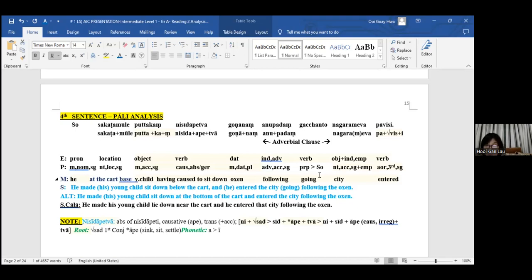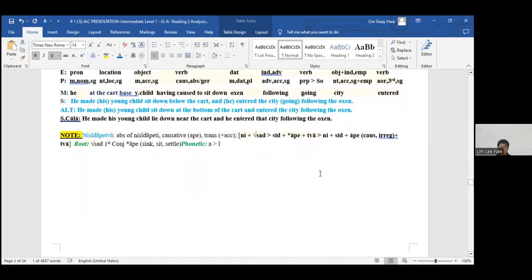Nagaramewa is made up of nagara plus eva. Nagara is city, so is object, plus indeclinable, emphatic. Pali is neuter, accusative, singular plus emphatic. Pavisi means entered, so it's a past tense, aorist, third person, it's a verb. So the sentence is, he made his young child sit down below the cart, and he entered the city going or following the oxen. Or another alternative is, he made his young child sit down at the bottom of the cart and entered the city following the oxen. So I finished my sentence.